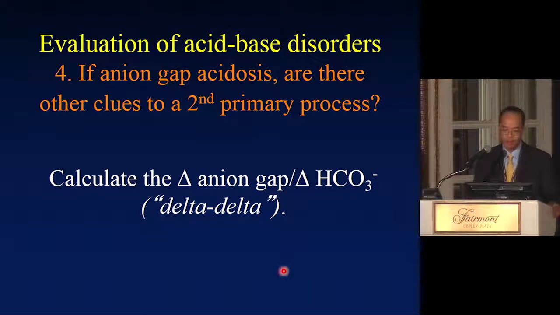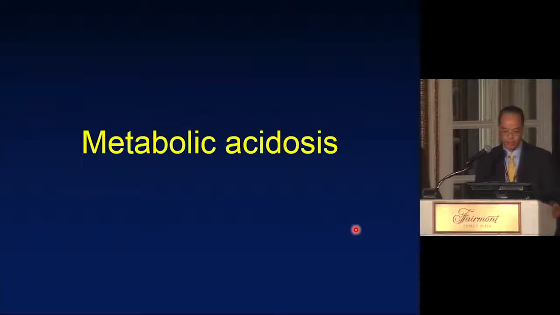Okay, so if you have a metabolic acidosis, we usually calculate the anion gap, which I will get to, and then if they have an anion-gap acidosis, we often calculate something called the delta-delta, which I will also get to a little later, and that often also gives us a clue as to whether there's a mixed disorder. Okay, so moving straight on ahead to metabolic acidosis.